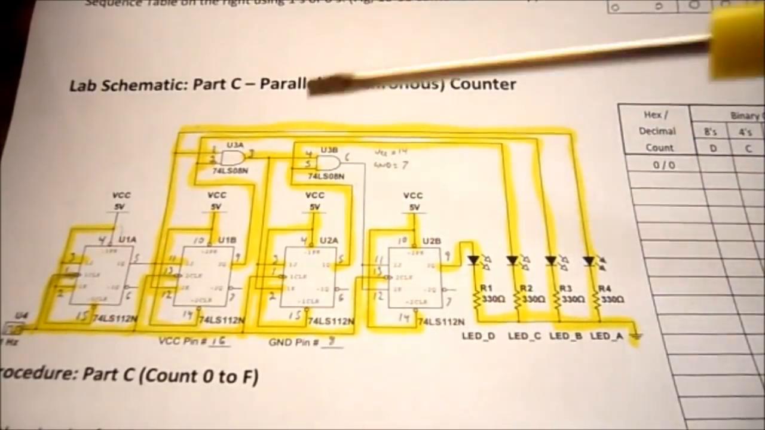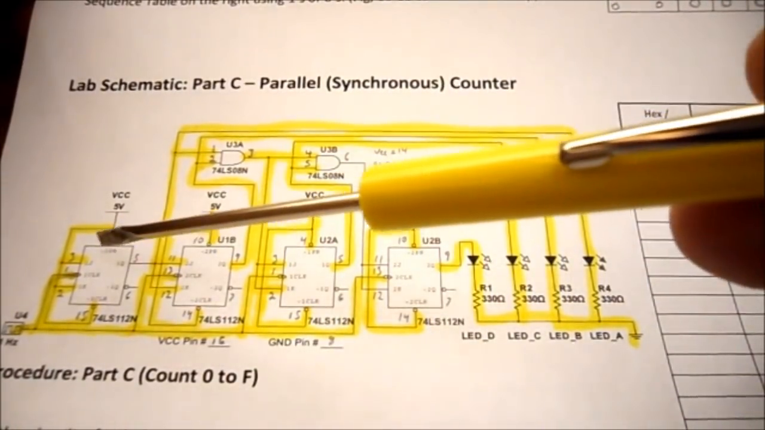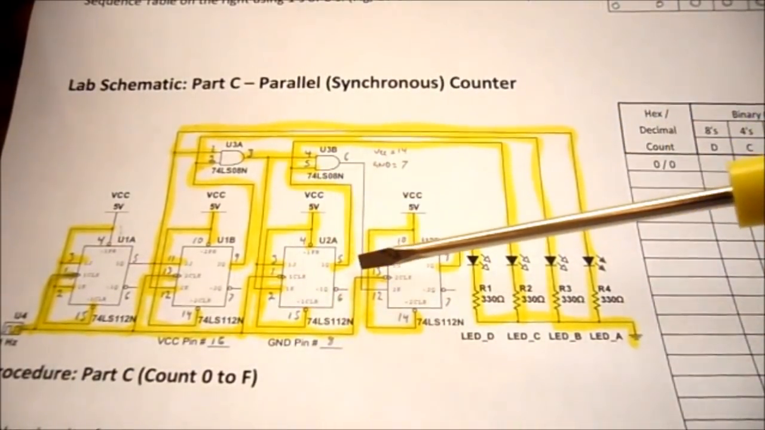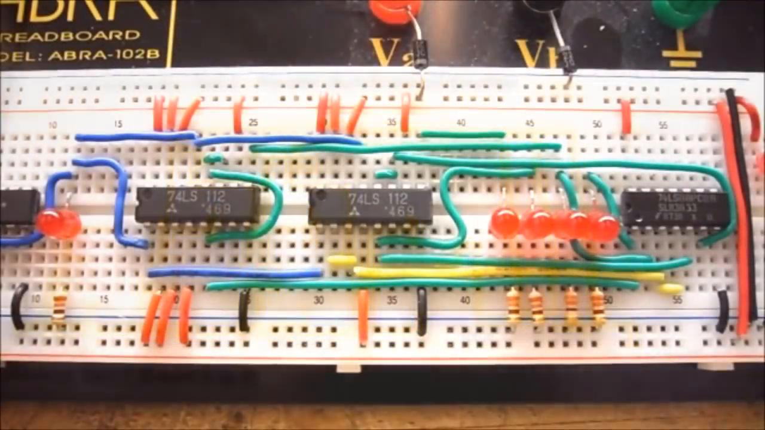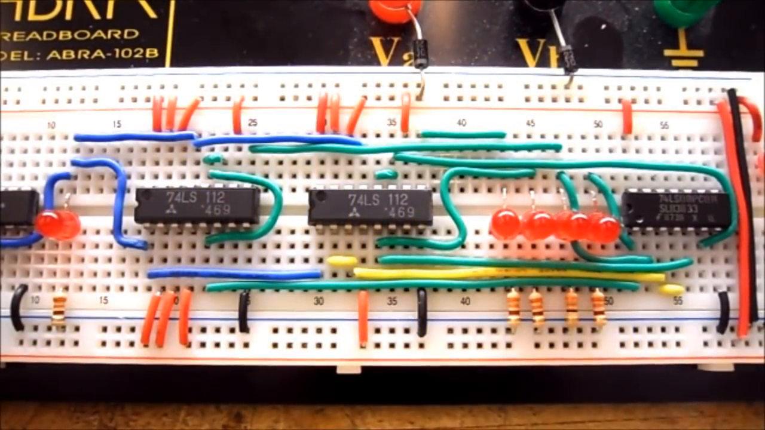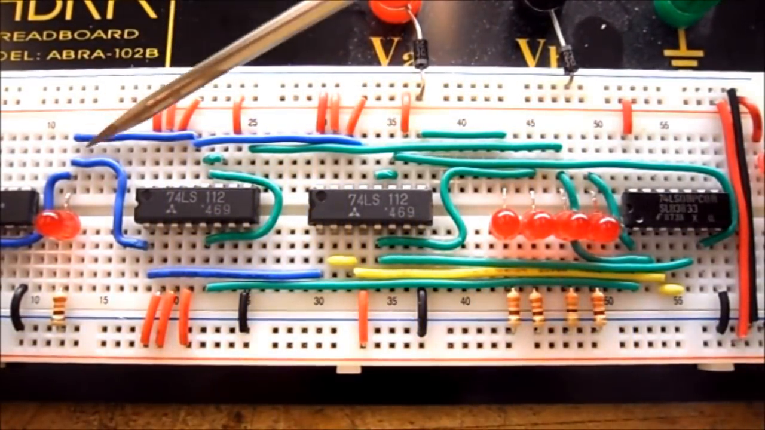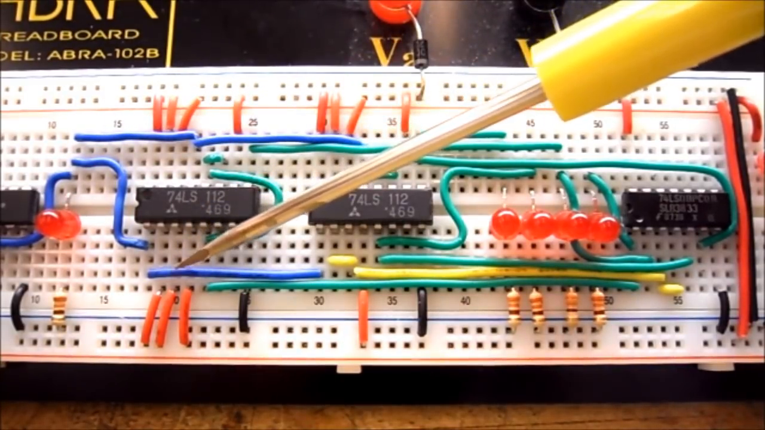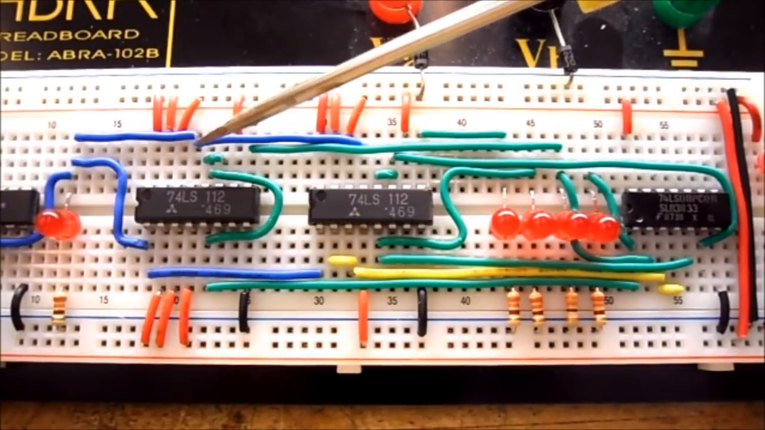Because this was a fairly complicated circuit, you can see I've highlighted all my connections as I've put them onto the breadboard. So this is my completed circuit. All the blue lines here are the actual clock signal going into my JK flip-flops.